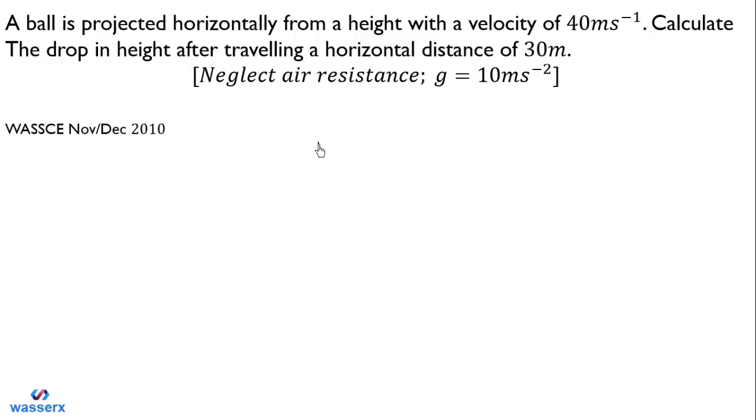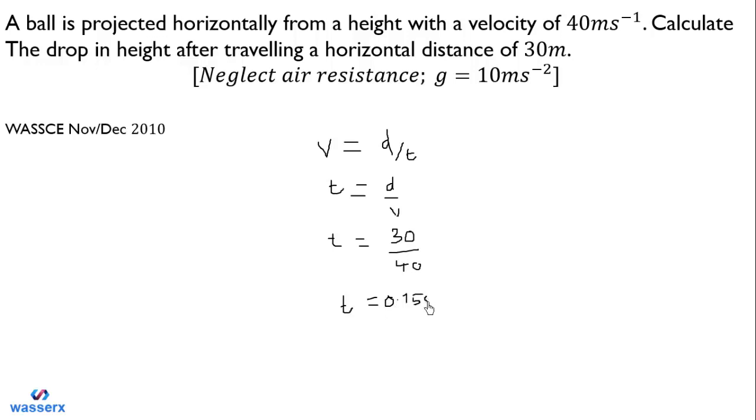So using the relation V is equal to D over T, as distance over time taken, we can look for the time to be equal to, swap the position, D over V. So when we substitute, we get T to be equal to the distance, which is 30 meters over velocity, which is 40 meters per second, and that will give us 3 over 4, which is equal to 0.75. So the time taken is 0.75 seconds.